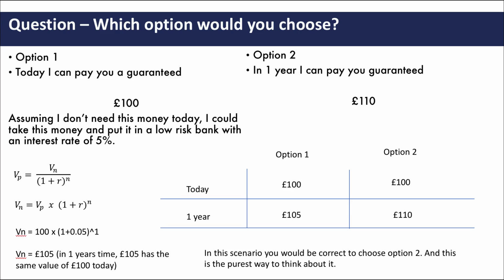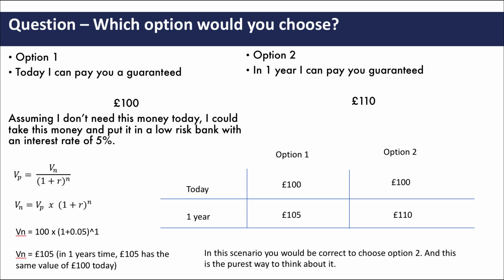So when does this become apparent then? Let's have a look. Let's say you've got two options. You need to choose between these two options. Option 1. Today I can pay you a guaranteed £100. Or option 2. In 1 year's time, I can pay you a guaranteed £110. Now that's a guarantee, okay?